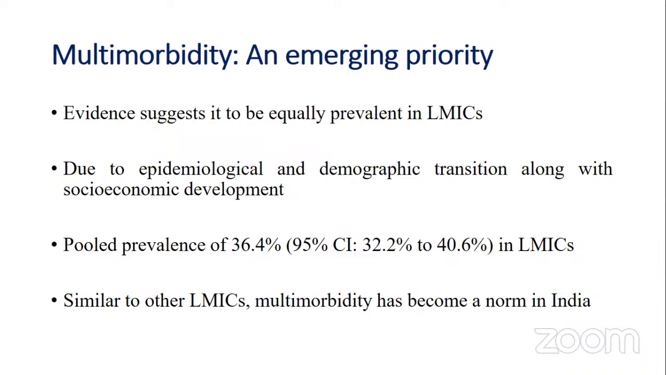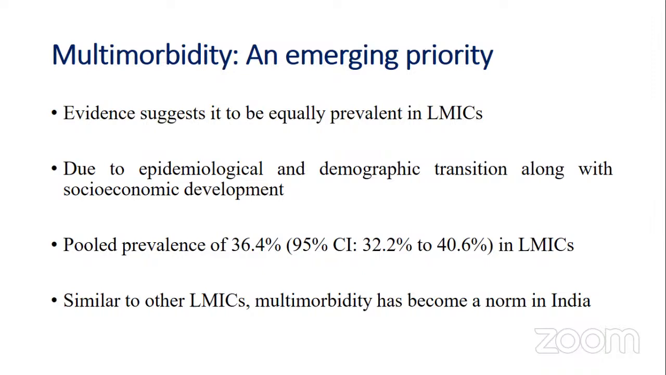So why are we talking about multimorbidity today, and especially in the Indian context? Evidence suggests that multimorbidity is quite prevalent in LMICs, low and middle income countries, also. Initially it was thought that since high income countries have aging populations, multimorbidity might be much higher among them, but that is not the fact. Even low and middle income countries such as India have equal prevalence of multimorbidity, and this is being seen because of the epidemiological and demographic transition along with socio-economic development in LMICs.